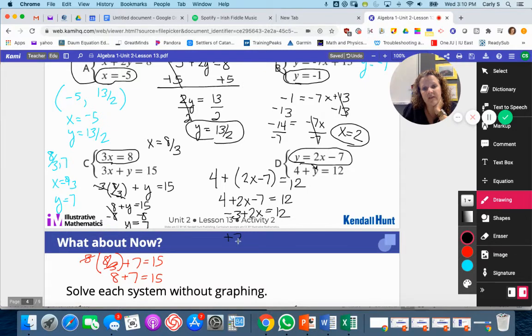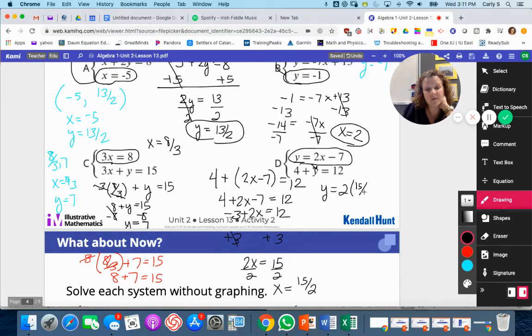I'm going to add 3 to both sides. 2x equals 15. Divide both sides by 2. X equals 15/2. Now we still need to know what y equals. That's why this one's a little bit harder, because there are more steps.